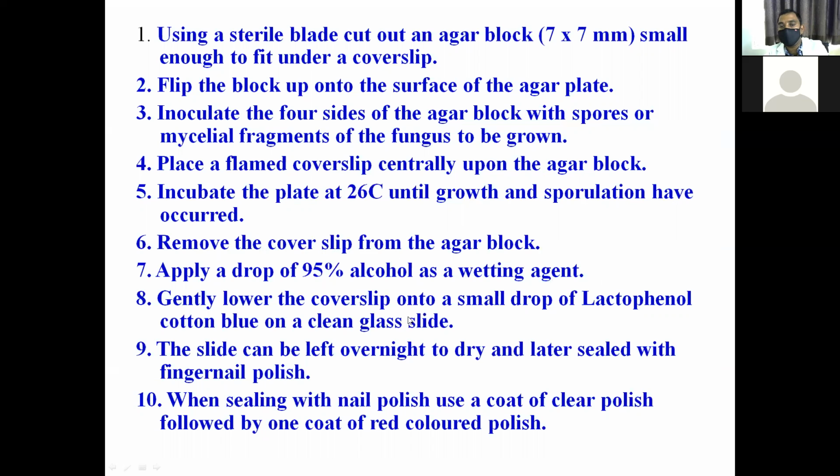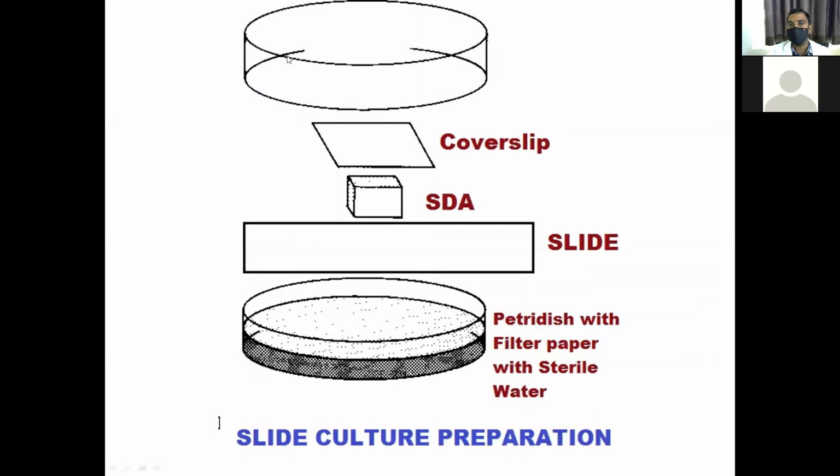Gently lower the cover slip onto a small drop of lactophenol cotton blue on a glass slide. Then the slide can be left overnight and sealed with fingernail polish for storage purposes, or otherwise you directly read the result. When sealing with nail polish, use a coat of clear polish followed by one coat of red colored polish. This one, first you have to sterilize in a hot air oven.